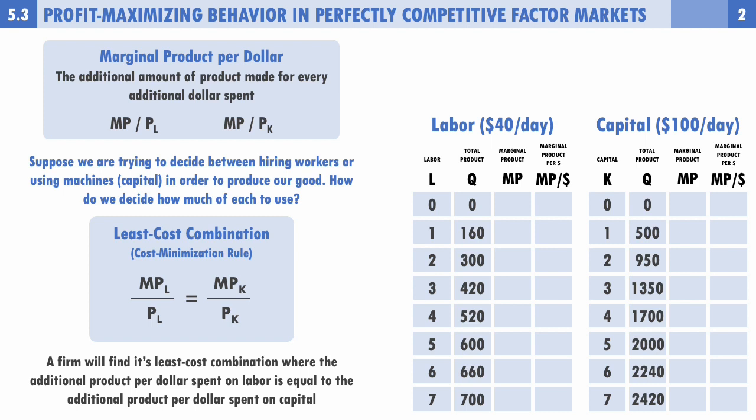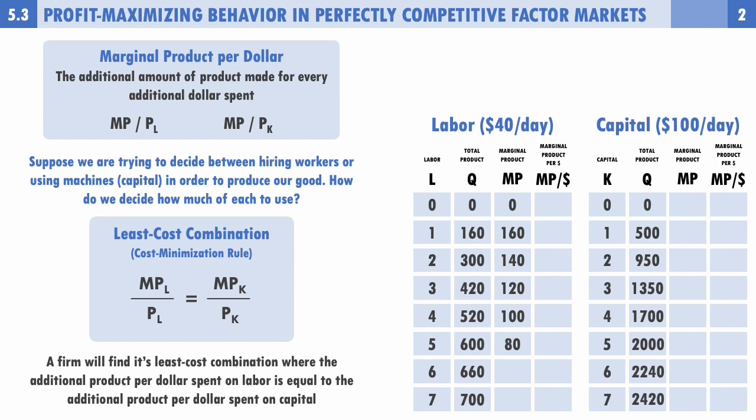And I'm not necessarily going to ask you guys to do this. Let's kind of just work through it together. So let's look at labor. Let's calculate marginal product. Obviously, we got nothing for no workers. But when we hire that first worker, our total product goes from 0 to 160. So that's 160. From 160 up to 300, that's 140. 300 up to 420 is another 120. And then an additional 100.